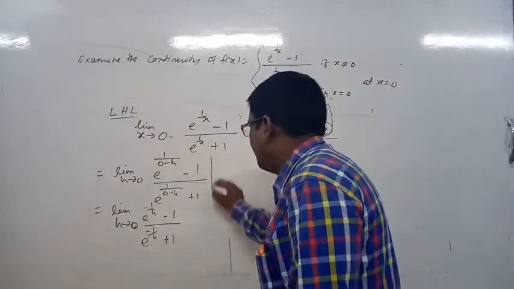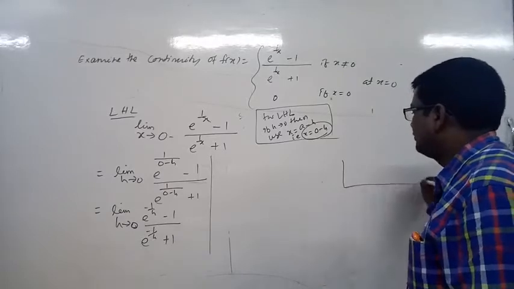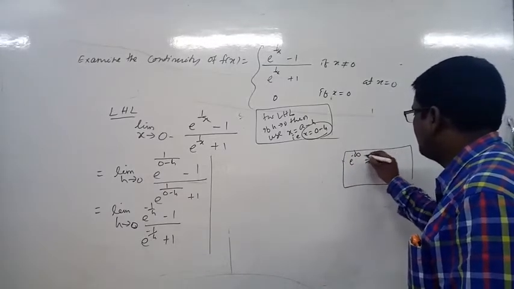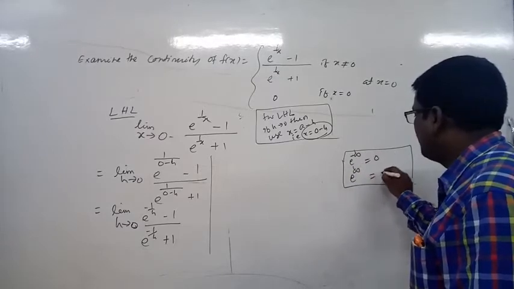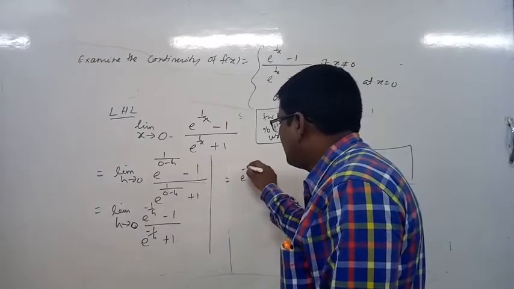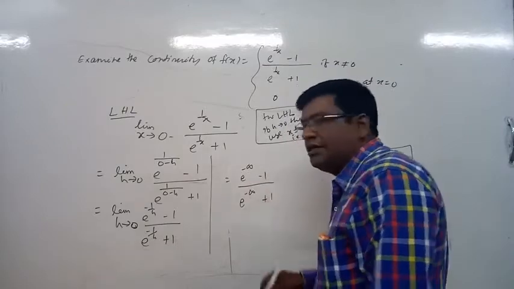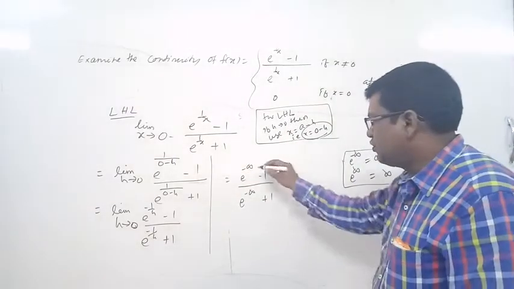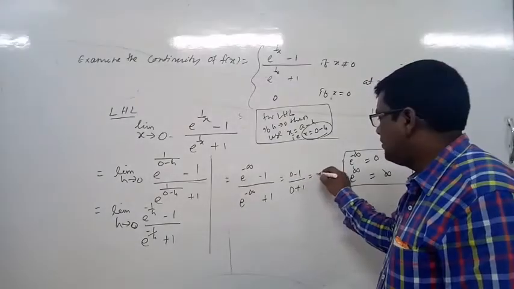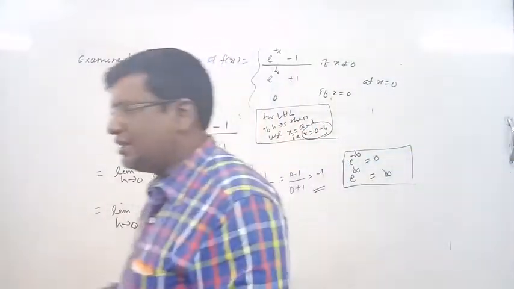Okay, and we know e to the power minus infinity is equal to 0. E to the infinity equal to what? Infinity. So this is equal to e to the minus infinity minus 1 by e to the minus infinity plus 1. We know e to the minus infinity is equal to 0. So 0 minus 1 by 0 plus 1, this is equal to minus 1. So LHL equal to minus 1. Now to find RHL.